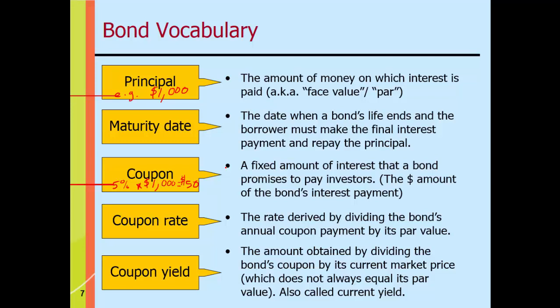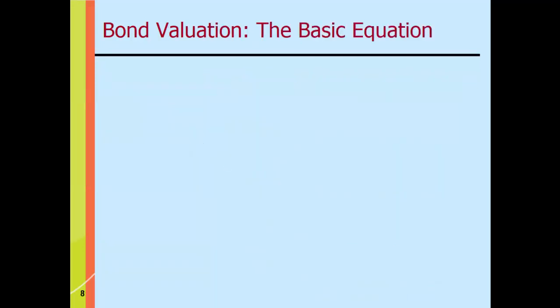So we divide the coupon payment by the market value of the bond, and that gives us the coupon yield. That'll be higher or lower depending on whether the value of the bond decreases or increases in the market. Okay, now we can apply the present value calculation.